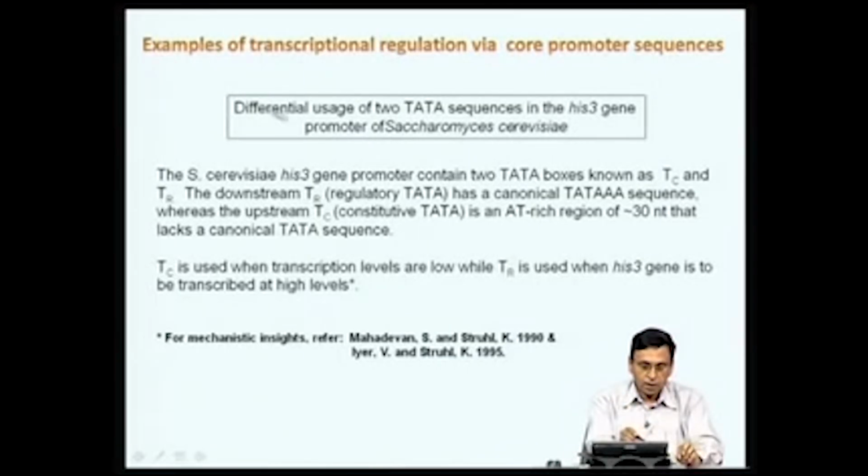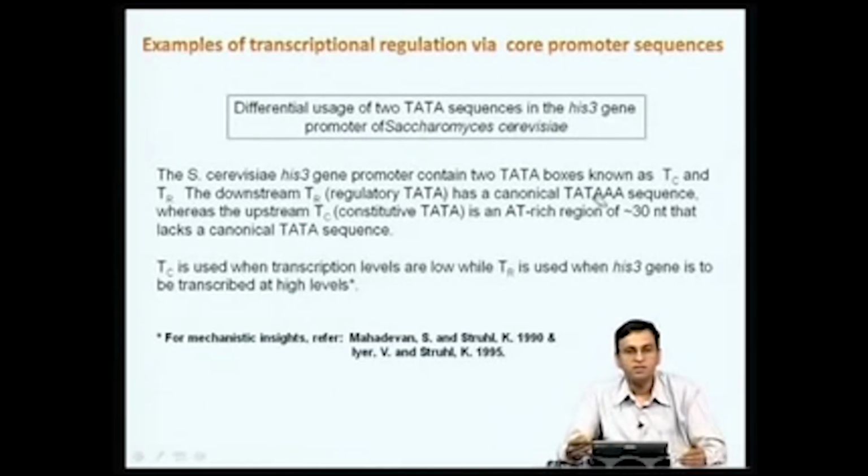For example, differential usage of two Tata sequences in the His3 gene promoter of Saccharomyces cerevisiae. Now, Saccharomyces cerevisiae is the Baker's yeast, and initially a number of studies have been carried out to understand basic aspects of eukaryotic gene regulation using simple eukaryotes like Saccharomyces cerevisiae, Drosophila and so on, because they are much easier to grow and manipulate compared to complex eukaryotes like mouse, man and so on.